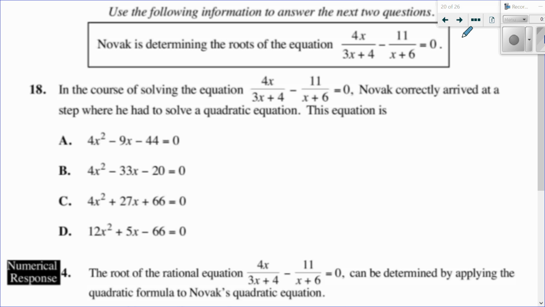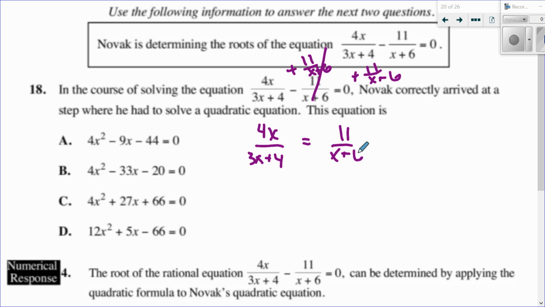Okay, in this one here, we are trying to determine the roots of the equation. So, okay, I have a fraction minus a fraction equals 0. The first thing I'm going to do is add 11 over x plus 6 to both sides of the equation. So I add it over here, and then I end up with 4x over 3x plus 4 equals 11 over x plus 6. So in doing that, I have a fraction equal to a fraction, so I can use crisscross.